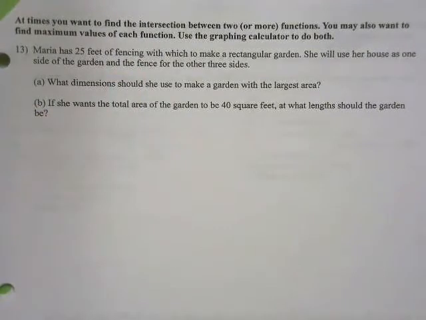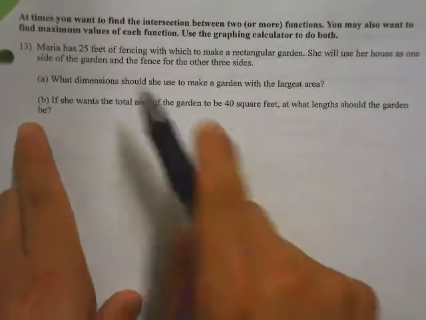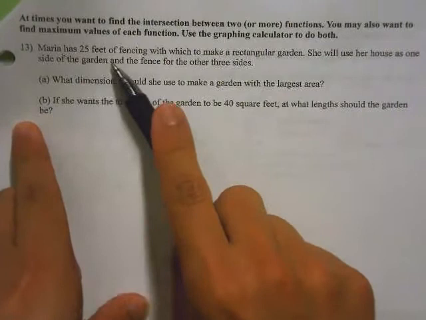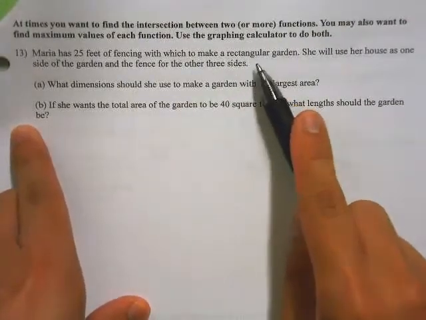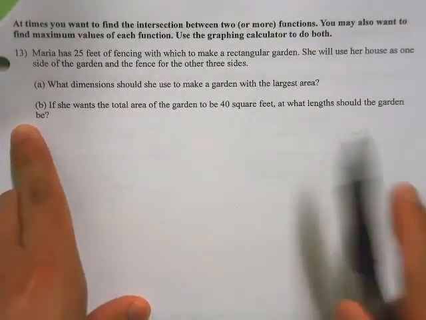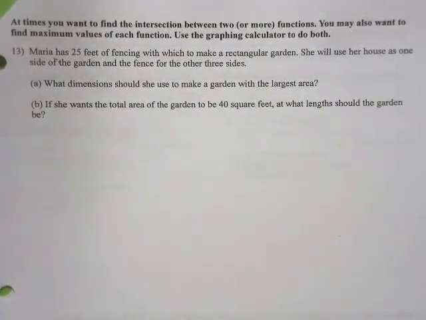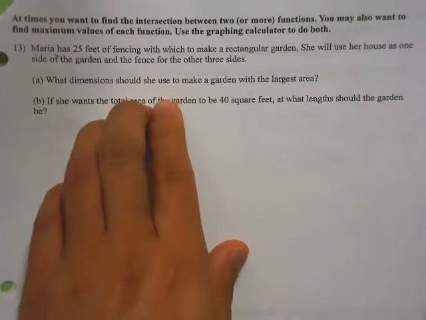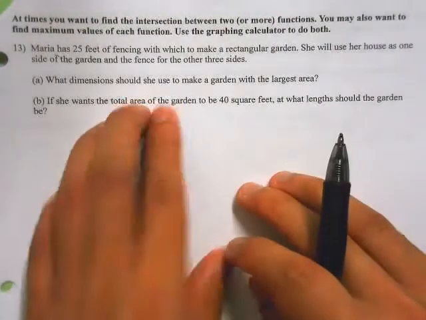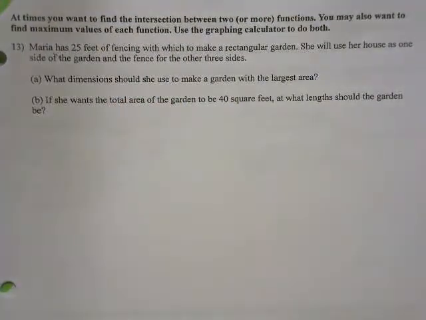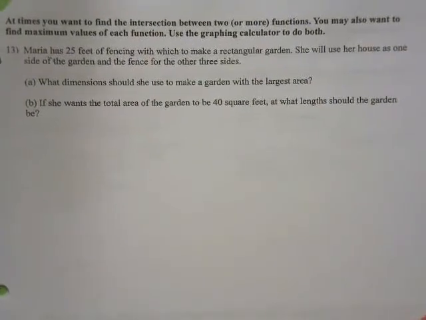So what I've done is I brought back an Algebra 1 problem that asks for a maximization of a specific area. Maria has 25 feet of fencing with which to make a rectangular garden. She will use her house as one side of the garden and the fence for the other three sides. What dimension should she use to make a garden with the largest area? And the second question is, if she wants the total area of the garden to be 40 square feet, at what length should the garden be?